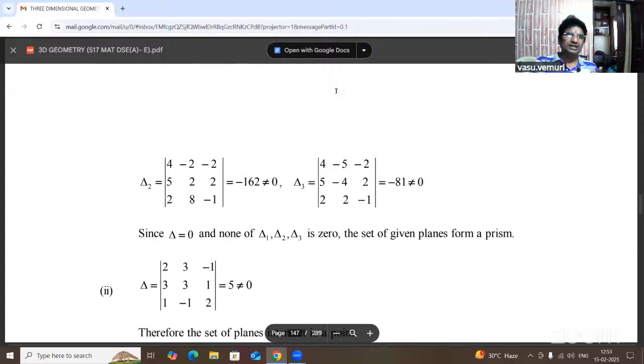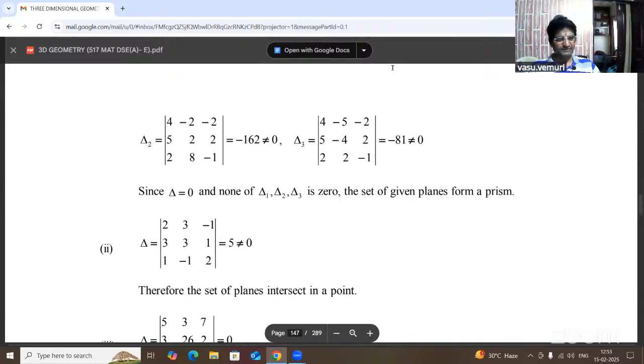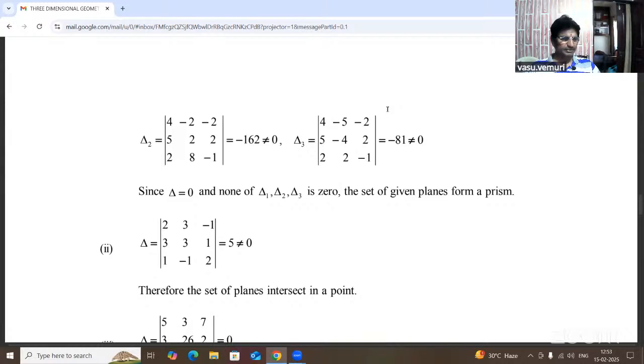Delta 1 is without the coefficients of x, delta 2 is without the coefficients of y, and delta 3 is without the coefficients of z. We get delta 1, delta 2, delta 3 not equal to 0, but delta equal to 0. So the given set of planes forms a prism. Again, the common determinant is 0 but the other three are non-zero, so the given planes form a prism.